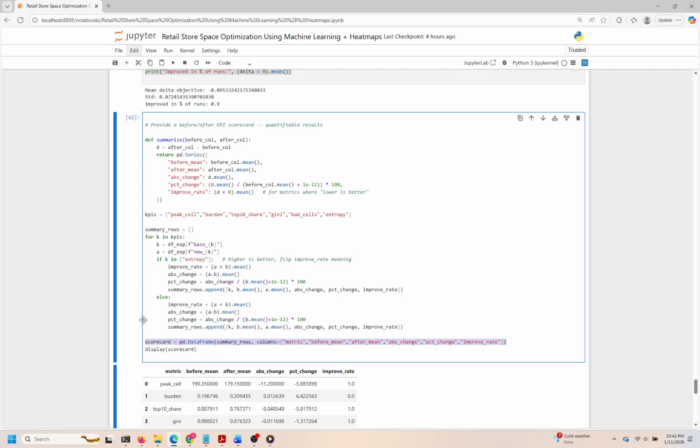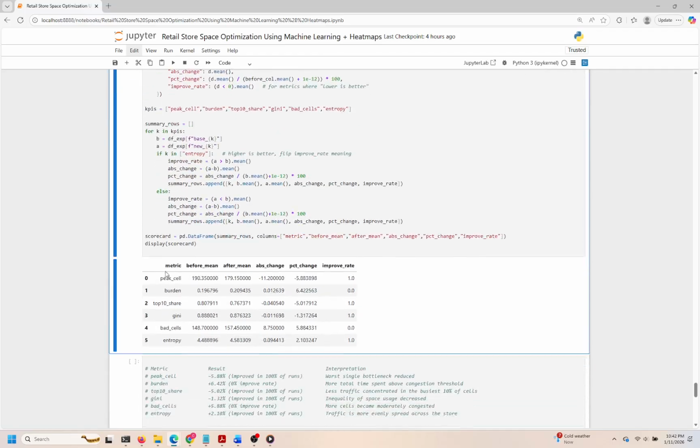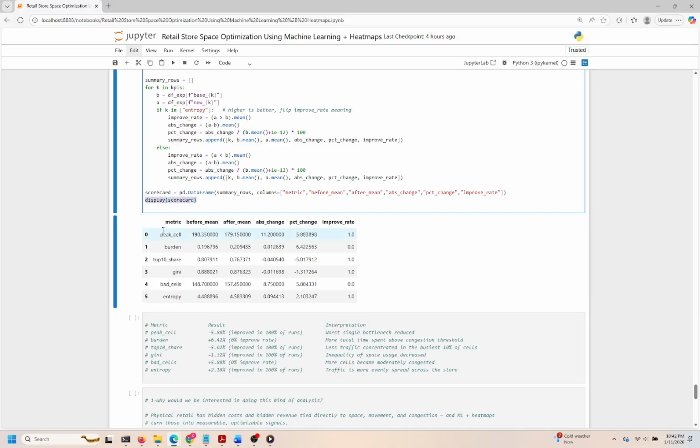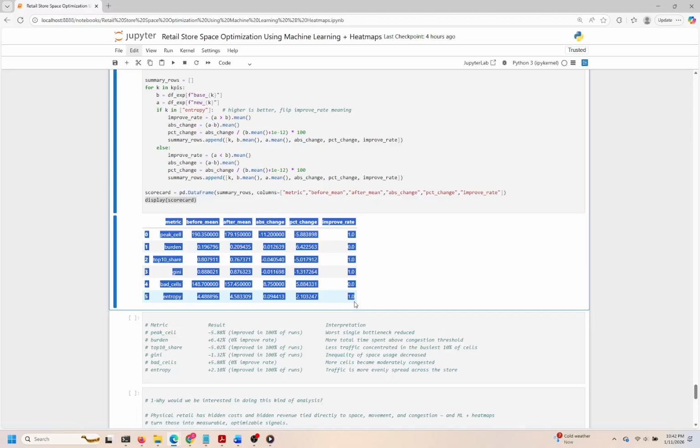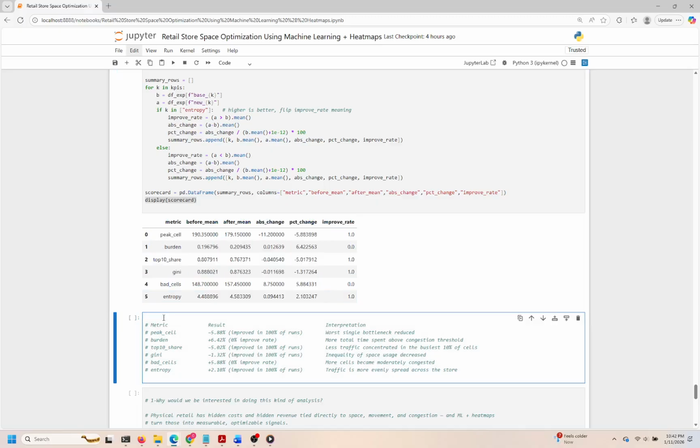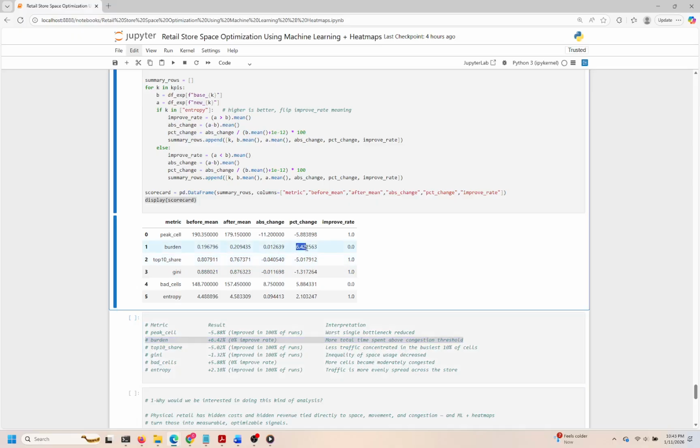Cell 18. In this cell, we're diving into key performance metrics that help us understand the impact of recent changes on our system's efficiency. These metrics not only quantify various aspects of performance, but also help us identify areas for improvement. Starting with the peak cell, we see a notable improvement with a reduction of almost 6%. This indicates that the worst performing bottleneck has been alleviated across all iterations, which is an encouraging sign. Meanwhile, the burden metric has increased by over 6%, suggesting that overall congestion has worsened, particularly with no improvements noted in this area.